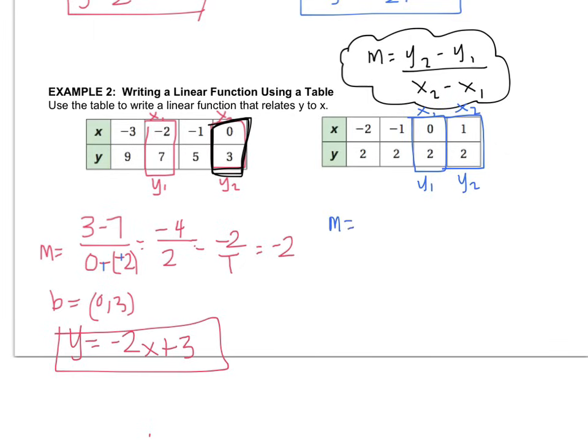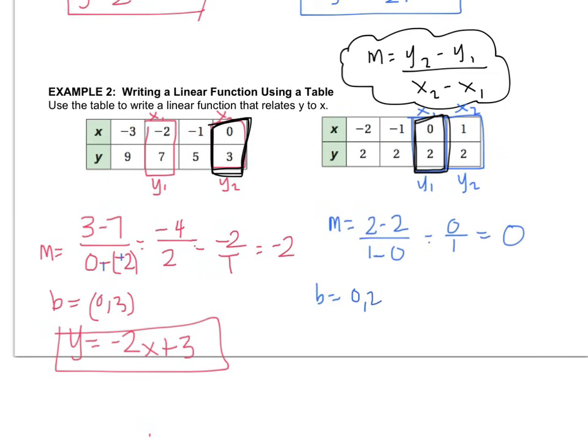So the slope is 2 minus 2 over 1 minus 0. So that gives me a slope of 0 over 1, which is 0, a slope of 0. The intercept is right here at 0, 2. And I know that it's the intercept because it has an x value of 0. That's how I knew this was the y-intercept as well.